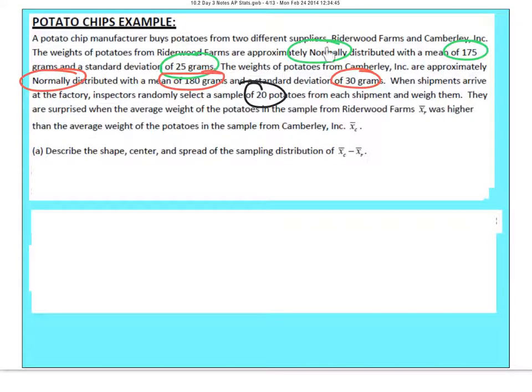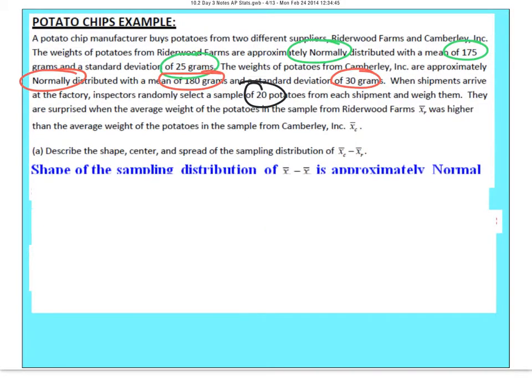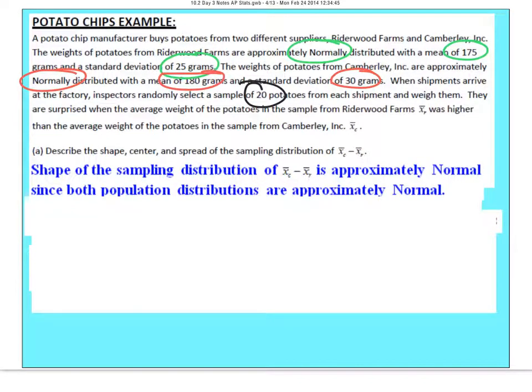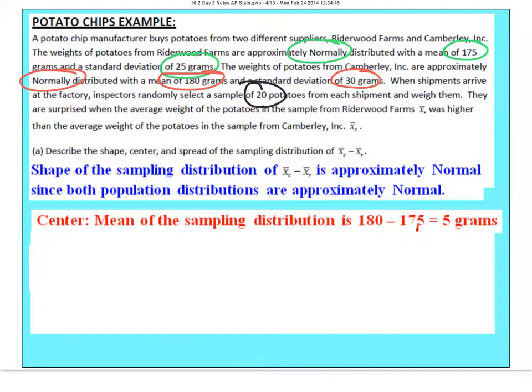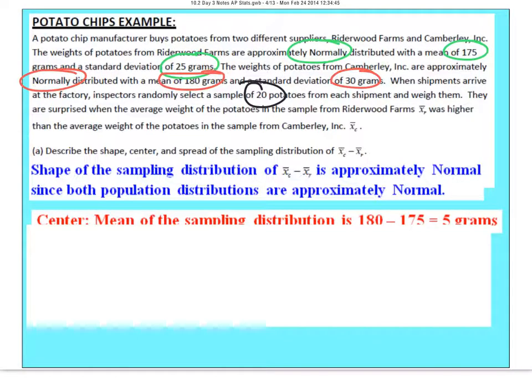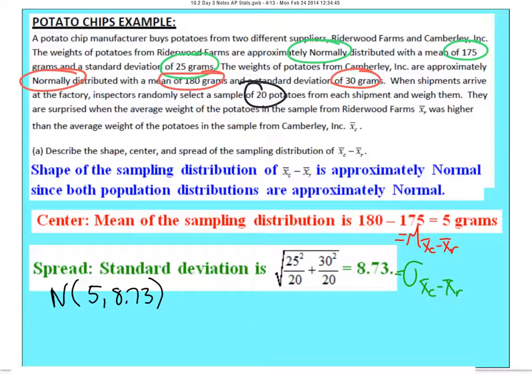Now, the nice thing, the two samples are already coming from approximately normal populations. Therefore, for the shape of the sampling distribution, I'm going to call it x bar C, which is from Camberley, minus x bar R, which is from Riderwood, is normally distributed since the population distributions are approximately normal. Now the center, define the difference. Be careful, we decided to actually do Camberley minus Riderwood. So for the mean, I'm going to take 180 minus 175, which just gives us our center at 5 grams. Now for the spread, be careful. We are going to have to go on in then.